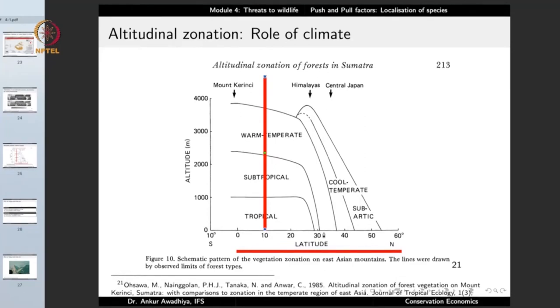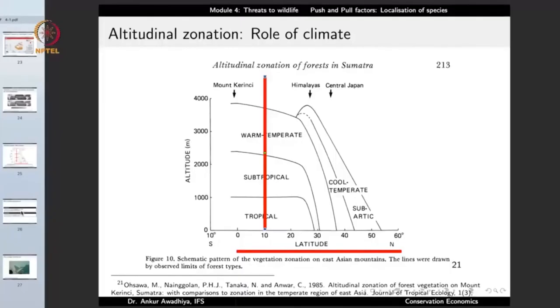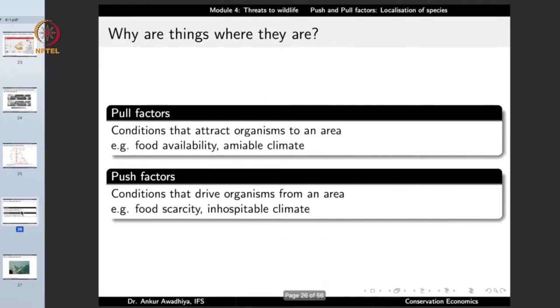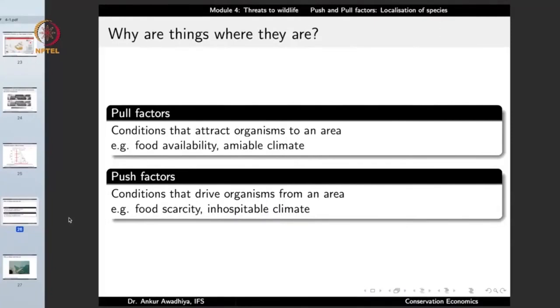But here again, the question is, why does this vegetation occur in these areas? So we are observing that in areas with similar climates, we are finding similar vegetation. But the question is, why is this vegetation found here? So this brings us to the push and pull factors. The question is, why are things where they are? And we can say that there are certain factors that pull the species towards them, and there are certain other factors that push species away from them. So these are the pull and the push factors.